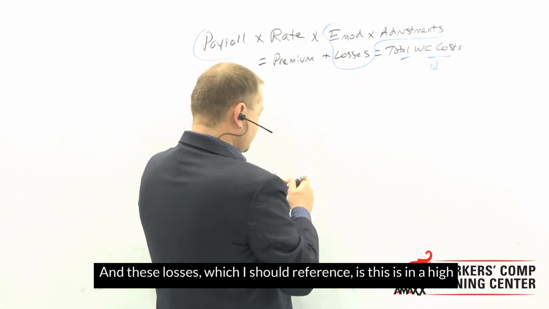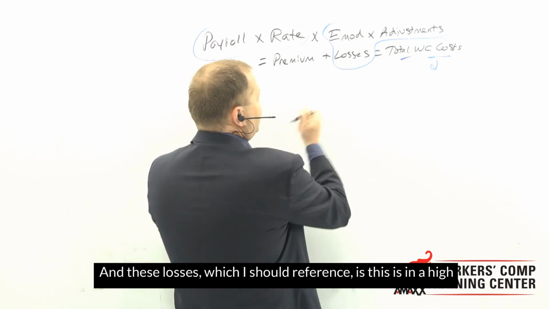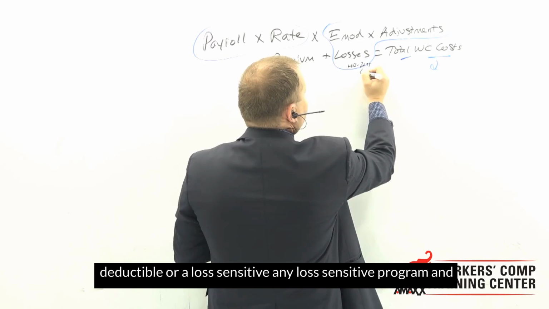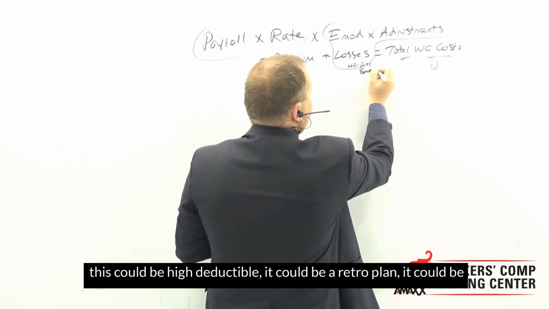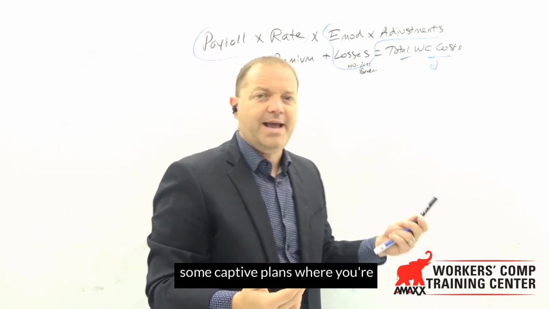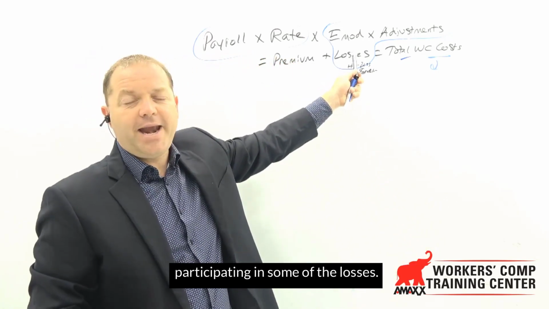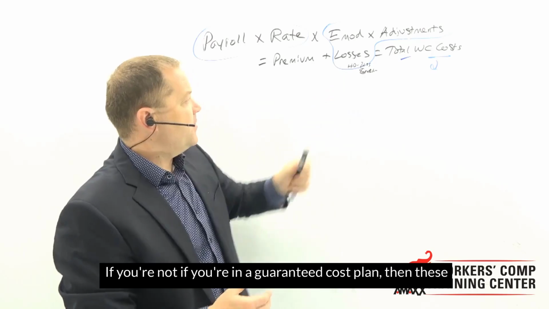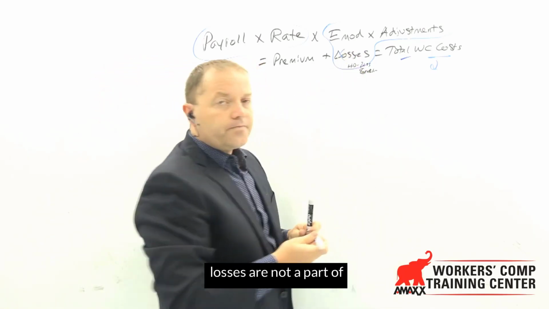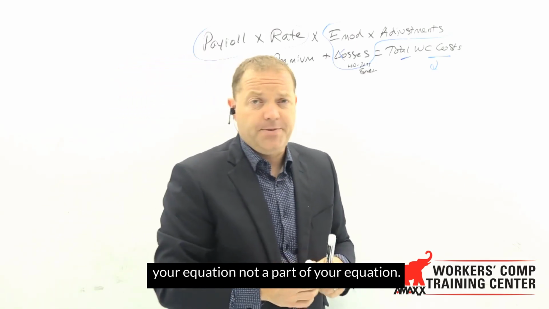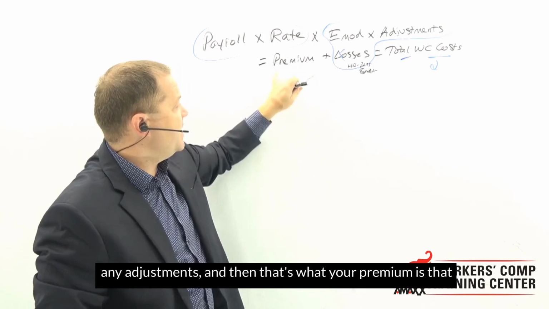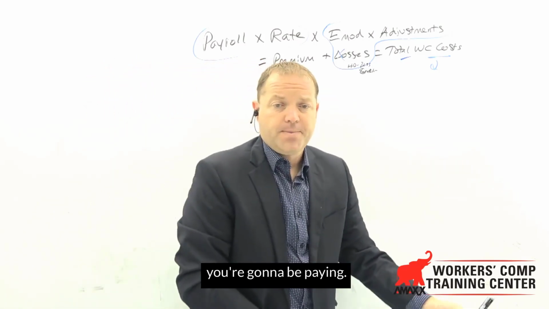And these losses, which I should reference, is this is in a high deductible or a loss sensitive, any loss sensitive program. And this could be high deductible, it could be a retro plan, it could be some captive plans where you're participating in some of the losses. If you're in a guaranteed cost plan, then these losses are not a part of your equation. You're just premium times rate times experience mod, if there's any adjustments, and then that's what your premium is that you're going to be paying.